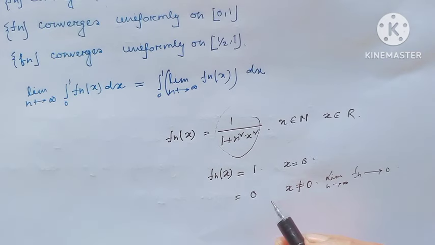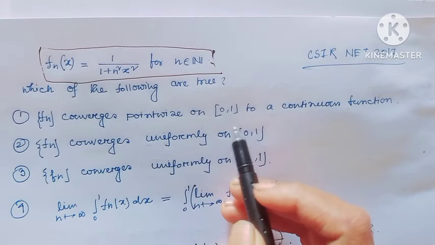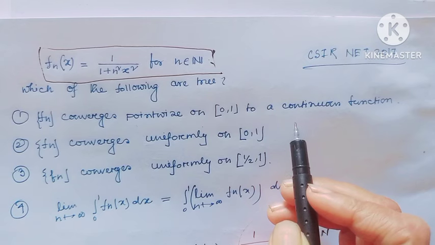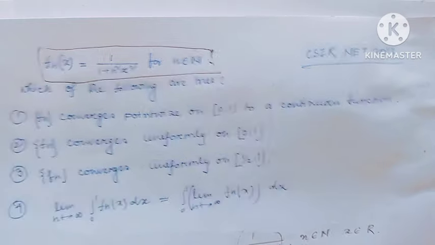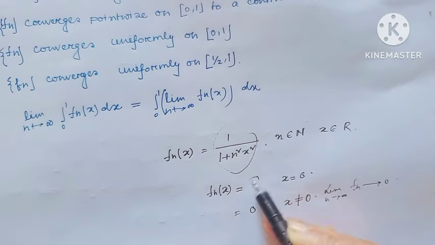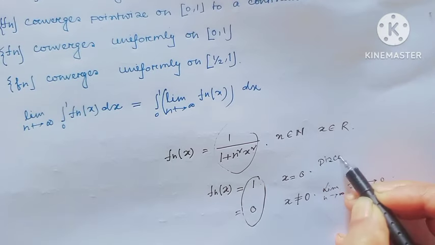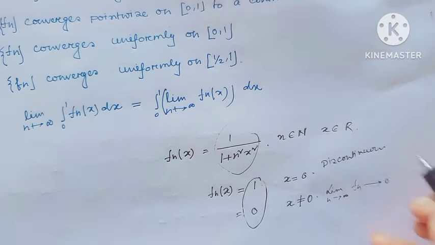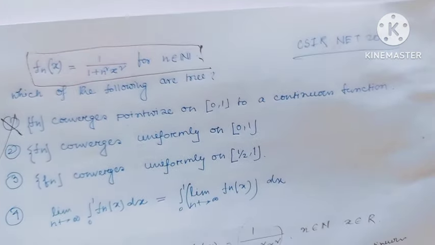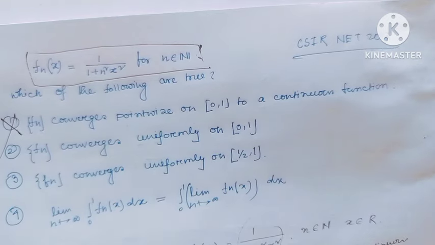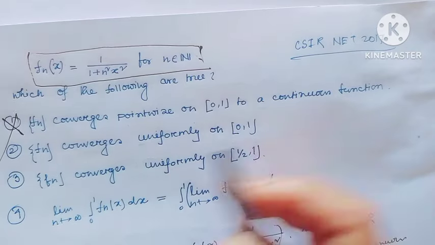That means option 1, Fn converges pointwise on the closed interval 0, 1 to a continuous function, is the wrong option, because notice here Fn converges to 1 and 0. So it converges to a discontinuous function. So option 1 is a wrong option. Since Fn converges pointwise to a discontinuous function, the sequence of functions cannot converge uniformly on the closed interval 0, 1. This would be wrong.